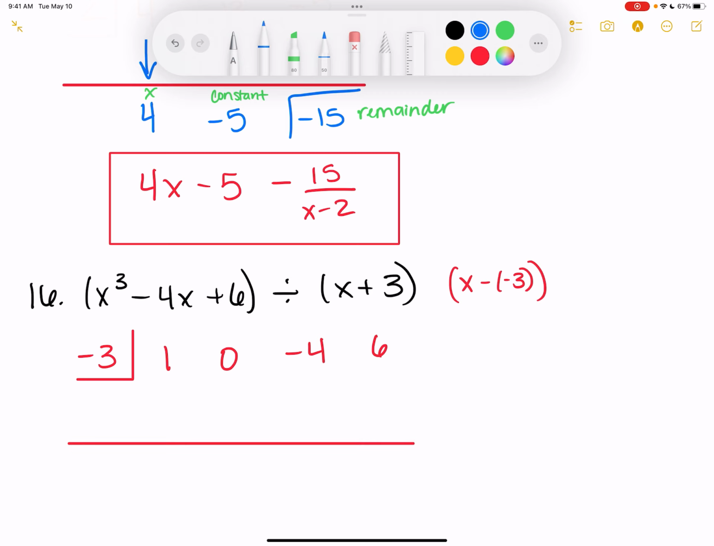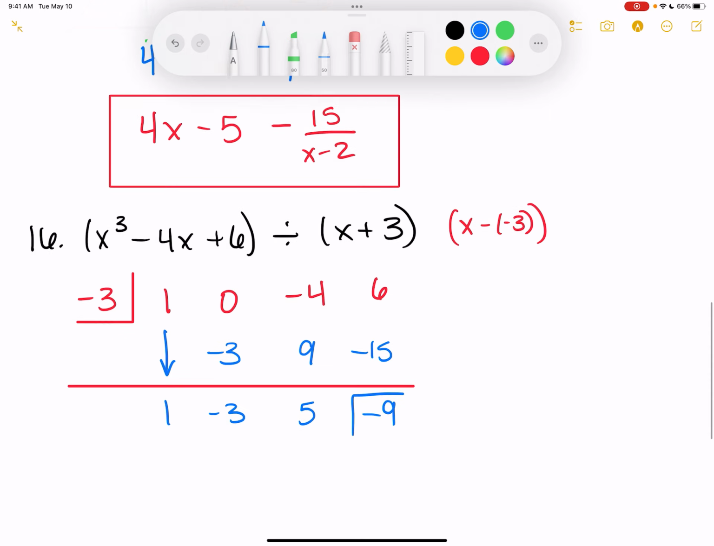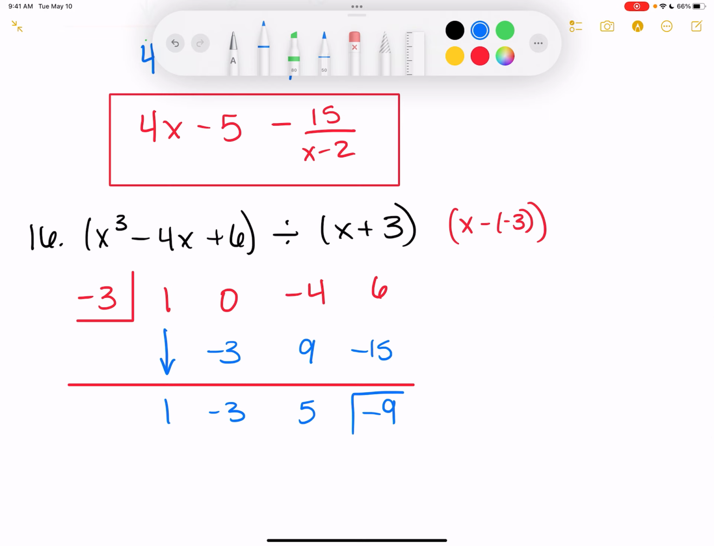All right, so somebody tell me what to do with this part now. Bring down the 1. Multiply negative 3. Plus 0 is negative 3. Times negative 3 is 9. Minus 4 is 5. Times negative 3 is negative 15. Plus 6 is negative 9. So this was an x cubed term, so it's now going to be x squared. So it's going to be x squared minus 3x plus 5 minus 9 over x plus 3.